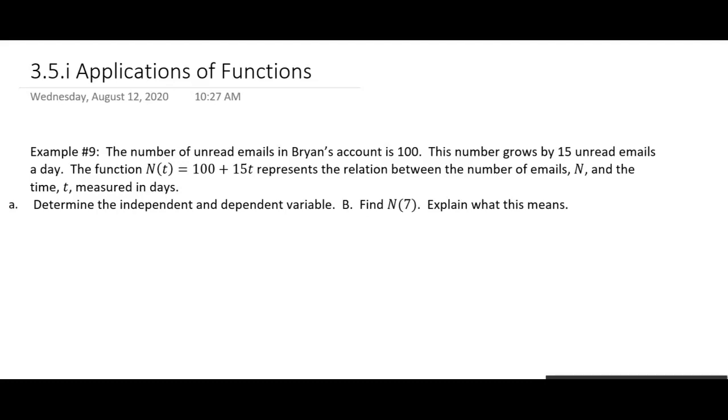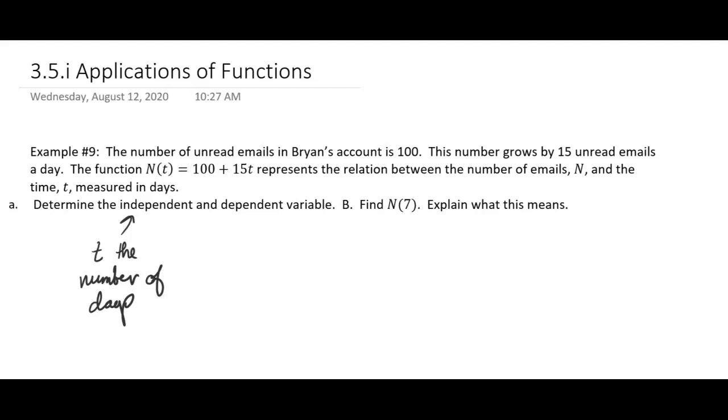The question asks us, A, determine the independent and the dependent variable. Well, the independent variable, that's going to be t, the number of days. Now, why they didn't use d for days, I don't know, but I guess t for time. So it's dependent on how many days go by, the total number of emails that he's going to have. So if one day goes by, it's going to be 115, but if 10 days go by, he's going to have like 250. You really got to stay caught up with those emails.